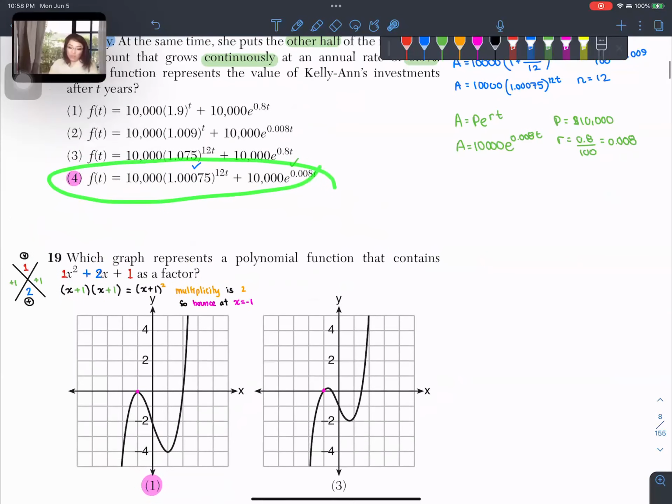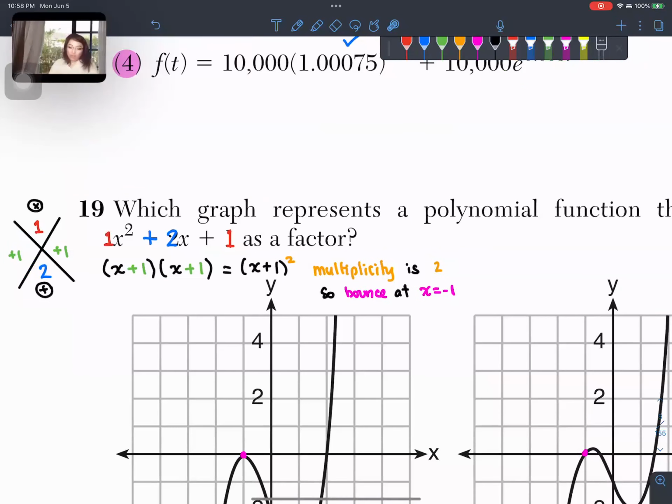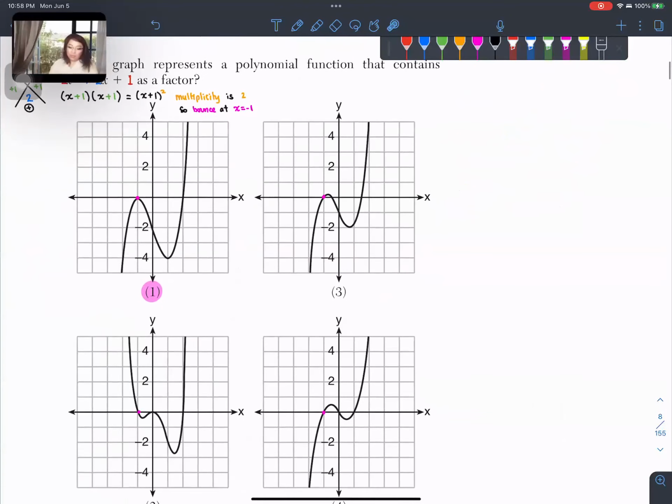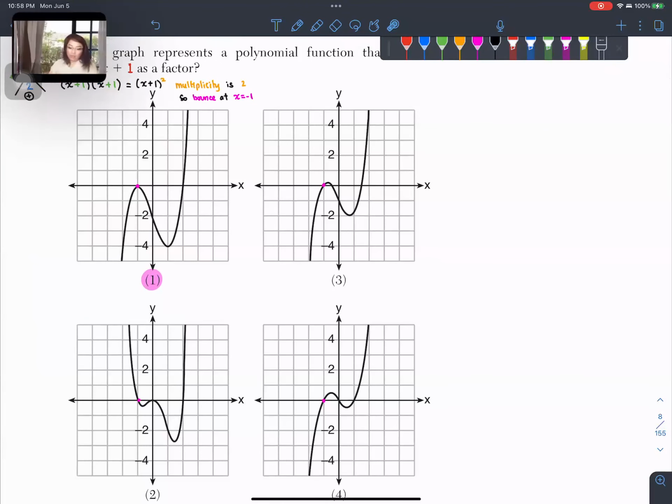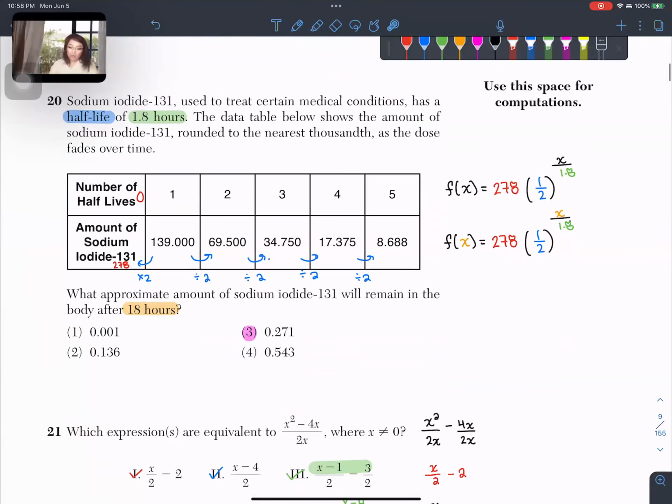This one, if you factor this, it factors completely into (x plus 1) squared, and that has a multiplicity of 2 and it bounces. And the only one that bounces is choice 1. Everything else intersects with a multiplicity of 1.